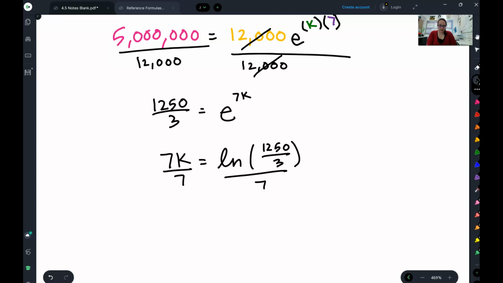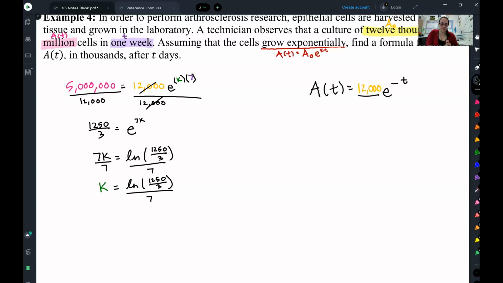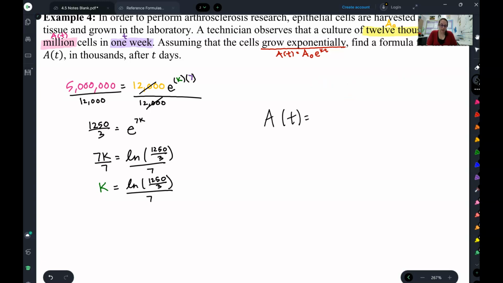Divide by 7, and that there is my k. That is the rate that this is all growing at. Now, you will notice that very specifically, I am not turning that k into a decimal. The reason I'm not doing that is because that k is not my final answer. Remember, you do not turn anything into a decimal until you know that that something is your final answer.